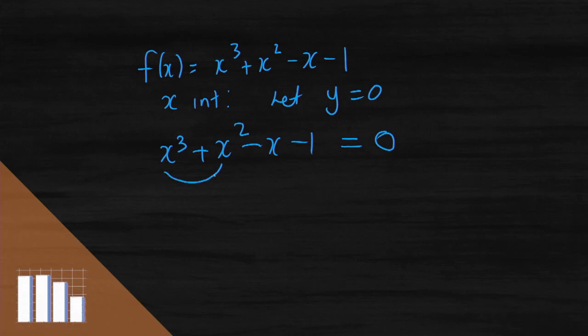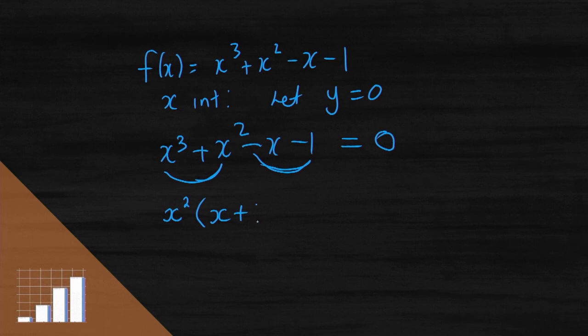I can see straight away that if I group the first two terms and the second two terms, I'm going to get a common bracket. So if I group the first two terms, I can take out a common factor of x squared, and that will give me x plus 1, because I divide each term by x squared. So x cubed divided by x squared is x, and x squared divided by x squared is 1.